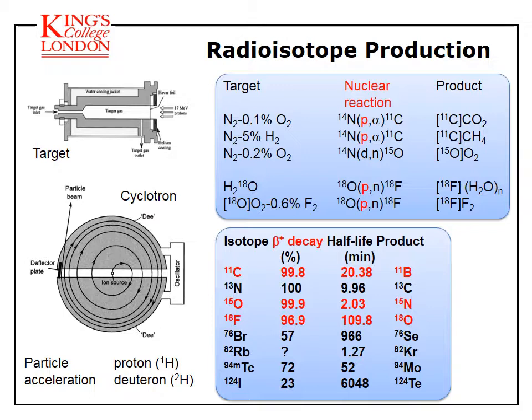Note that for isotopes with short half-lives, such as oxygen-15 or carbon-11, the half-life is so short that the cyclotron has to be located really close to the PET scanners. Isotopes with longer half-lives can instead be shipped to the PET scanners from other locations.